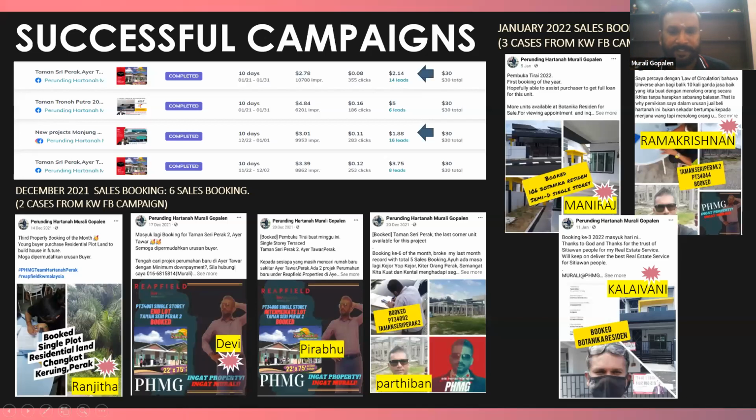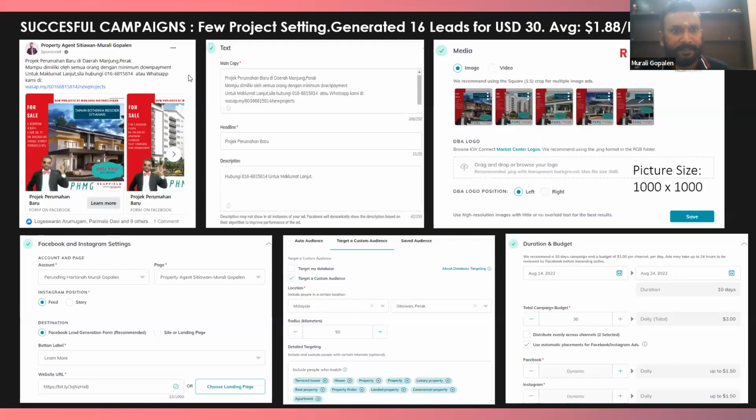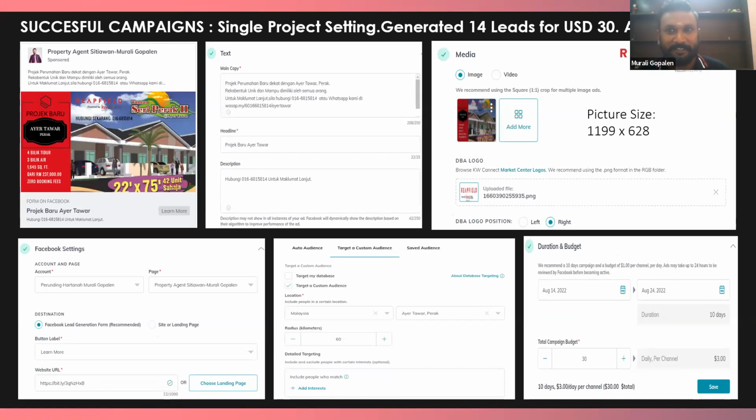Out of these, these are the settings that I used for the project selling. I used different projects. I wouldn't like to elaborate much on this because it's already elaborated, that's exactly what I just ran through. And the second one is a single project, so these are the settings I used for my single project. These are my 2 successful campaigns, which generated about 5 sales for December and January.